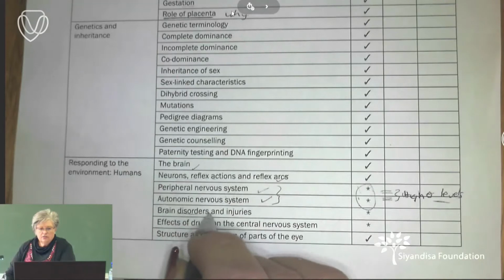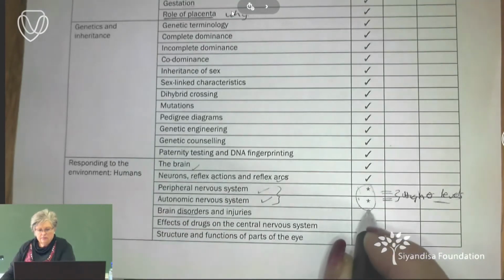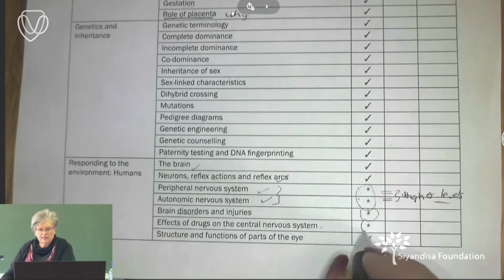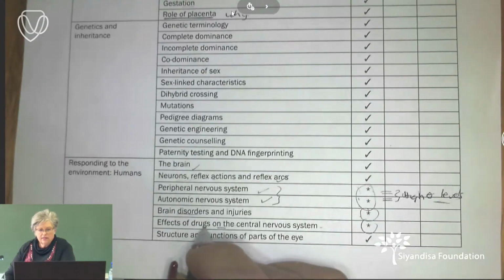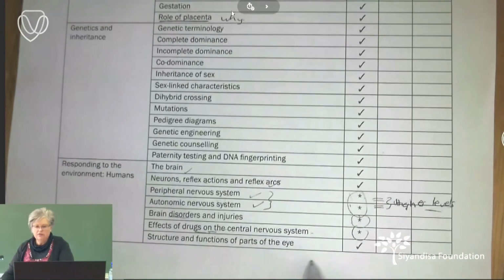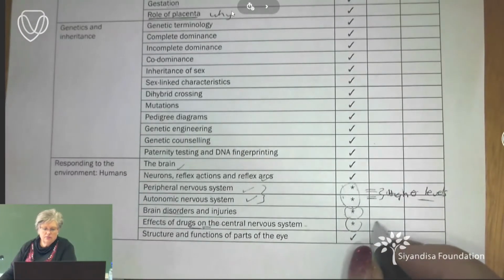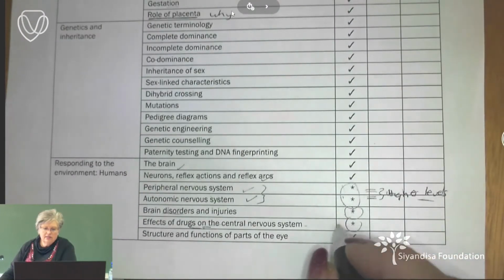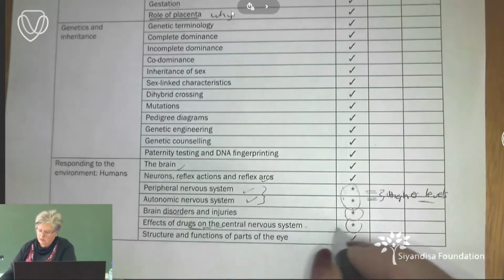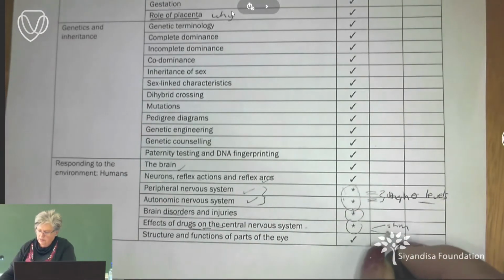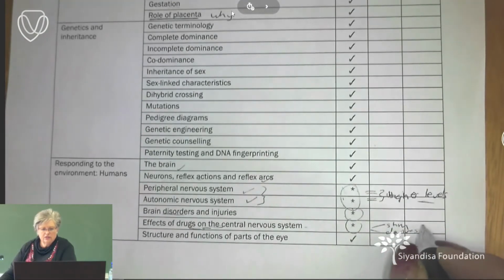Then brain disorders and injuries. It's also not covered in here. The effect of drugs is not covered here. When we look at the effect of drugs, just make sure the specific drugs are not prescribed. It's just that drugs are prescribed, so make sure that you know that drugs can either be a stimulant or a depressor, and how the two of them then actually work.